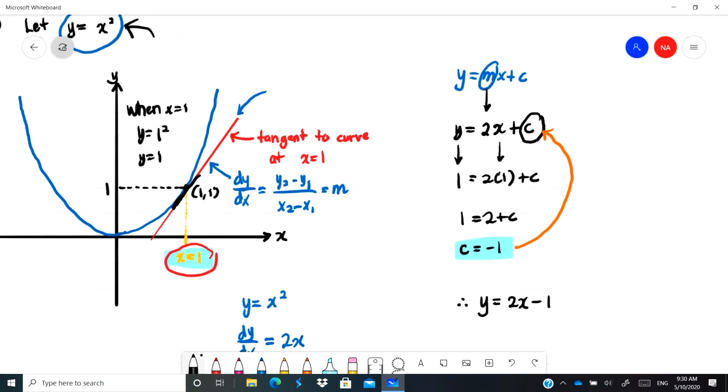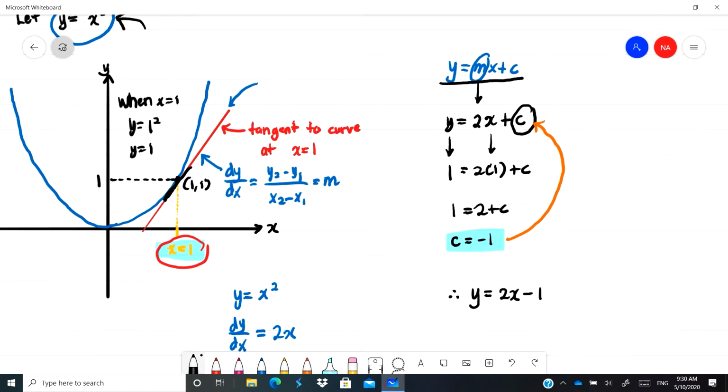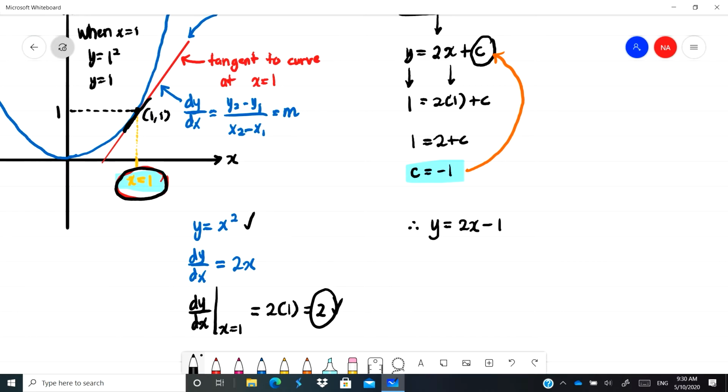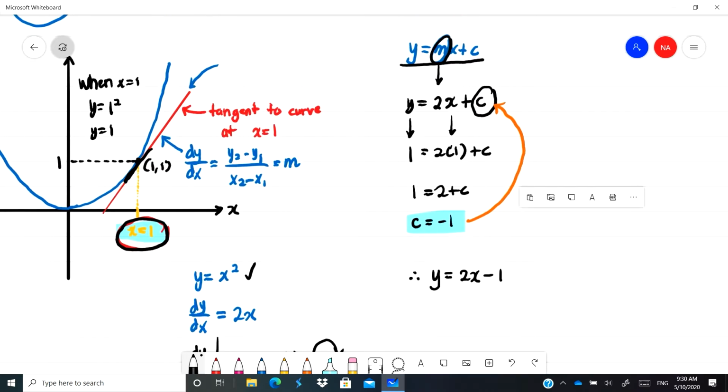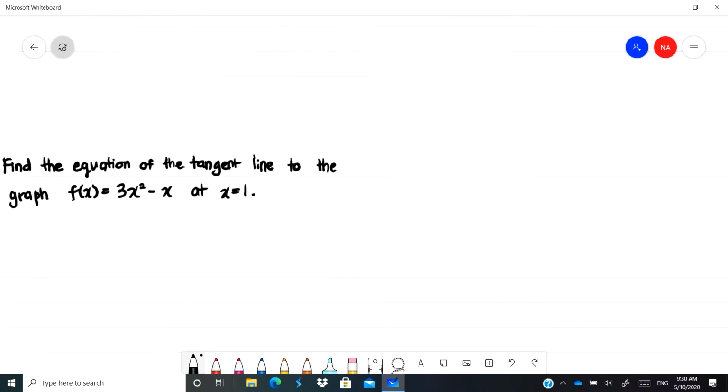Remember that the tangent is a straight line, so you start with y equal to mx plus c. To find the value of m, you differentiate the function. After differentiating, you substitute the x value of that point, which in this case is 1, and m is 2. To find c, you substitute the values of y and x of the respective point, in this case (1, 1). That's how you do it.